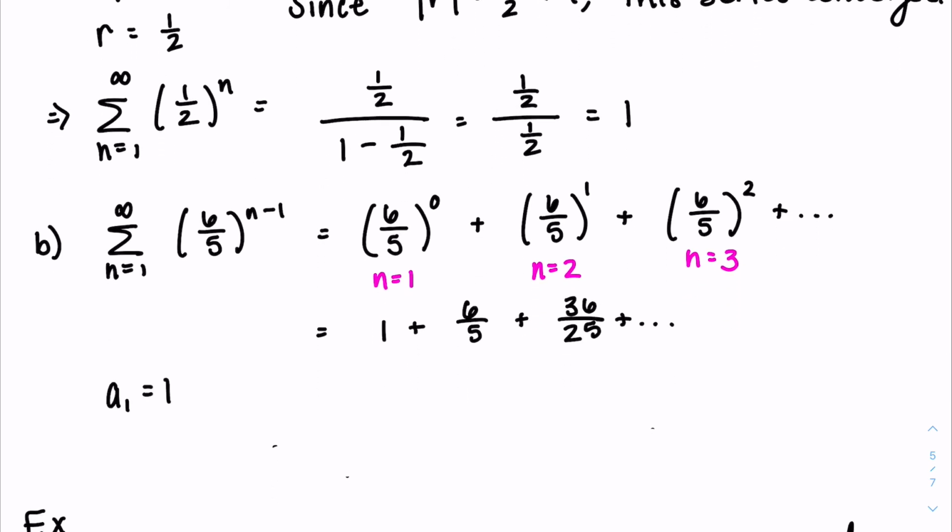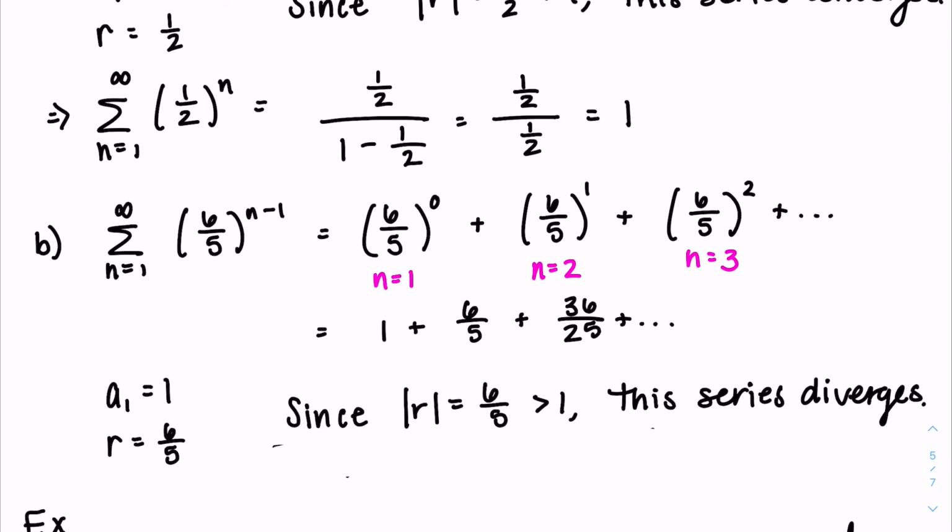Since a1 is 1 and your common ratio is 6 over 5, because that common ratio in absolute value is bigger than 1, the series diverges. So it has no sum. You're done. This doesn't equal anything at all. As soon as that common ratio is bigger than 1 in absolute value, you're finished. You don't have to do a single thing from there.